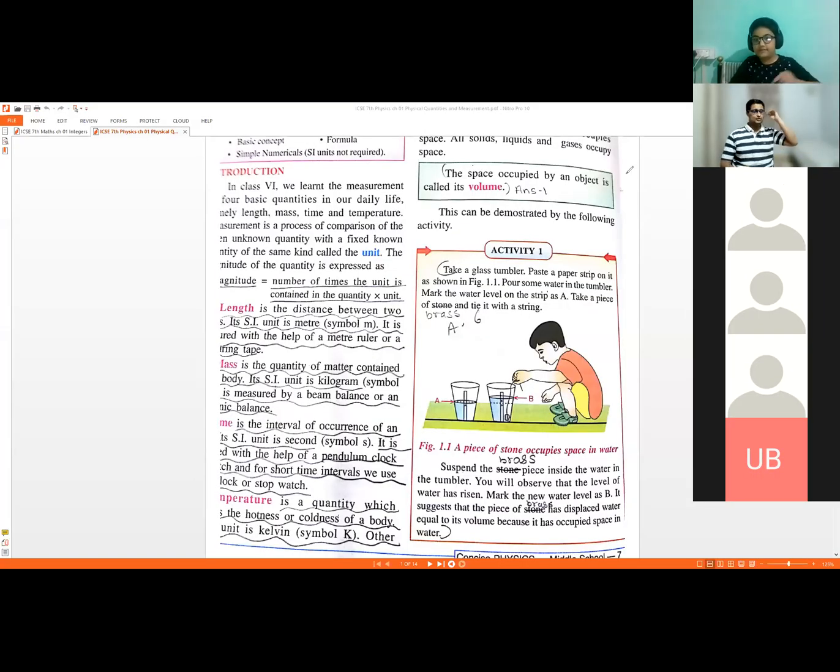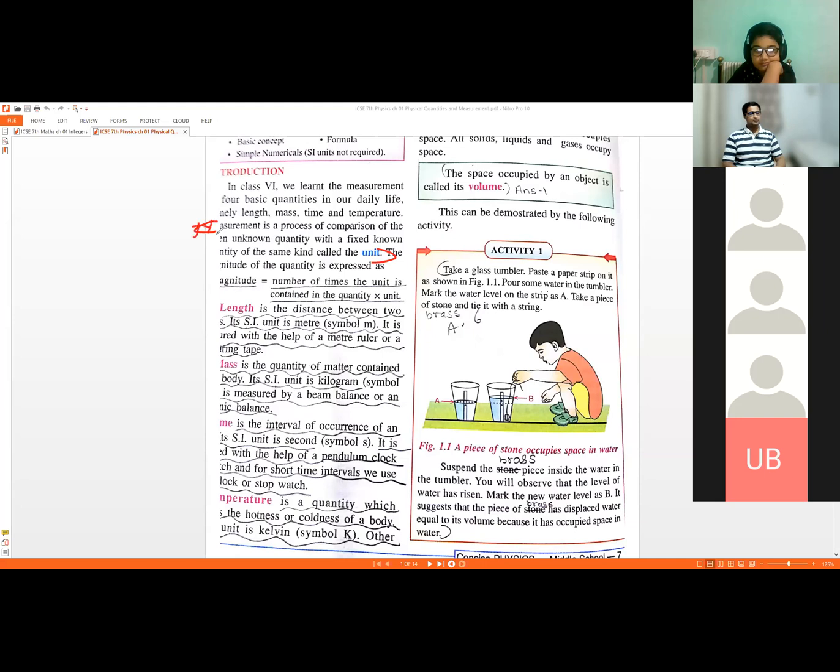Okay. So what is the magnitude? This is magnitude. What is magnitude? Number of times the unit is contained in the quantity multiplied by the unit. Okay, so that is the magnitude. ठीक है. So पहले हम क्या लिखते हैं? यूनिट का डेफिनेशन लिख लेते हैं.